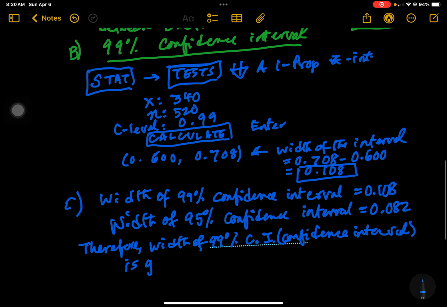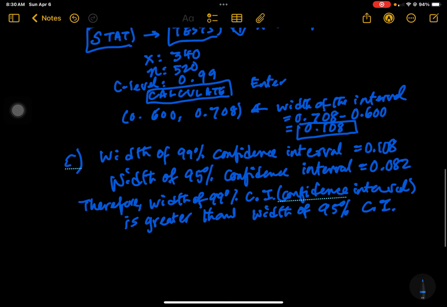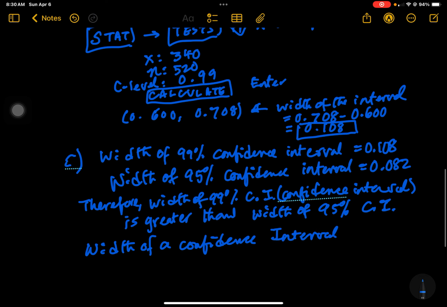The width of the 99% confidence interval is greater than the width of the 95% confidence interval. Question is why? Because the width of a confidence interval is equal to 2 times the margin of error.